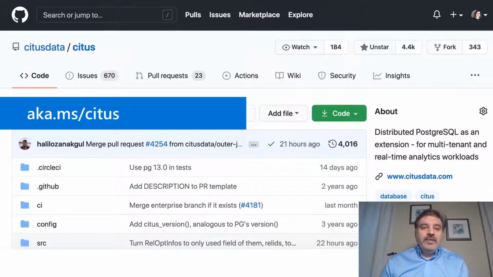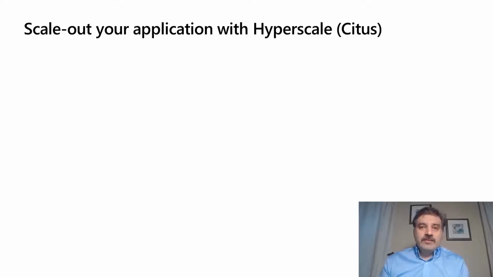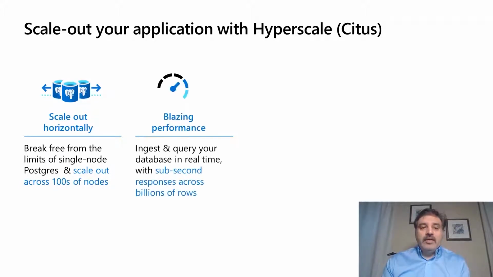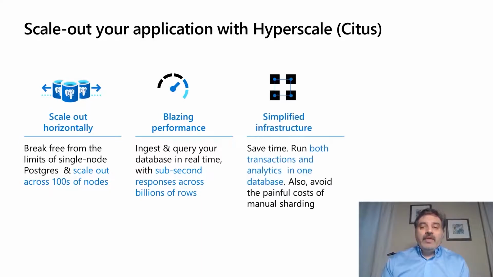This is the GitHub page; visit it to learn more about the Citus extension. So what can you do with Hyperscale Citus? First, you can scale out horizontally; you're no longer confined to one single node. You can scale out to hundreds of nodes. You can ingest data in real time, with sub-second response and billions of rows, with blazing performance. It's a simplified architecture, so both transactions and analytics can be stored in the same database.